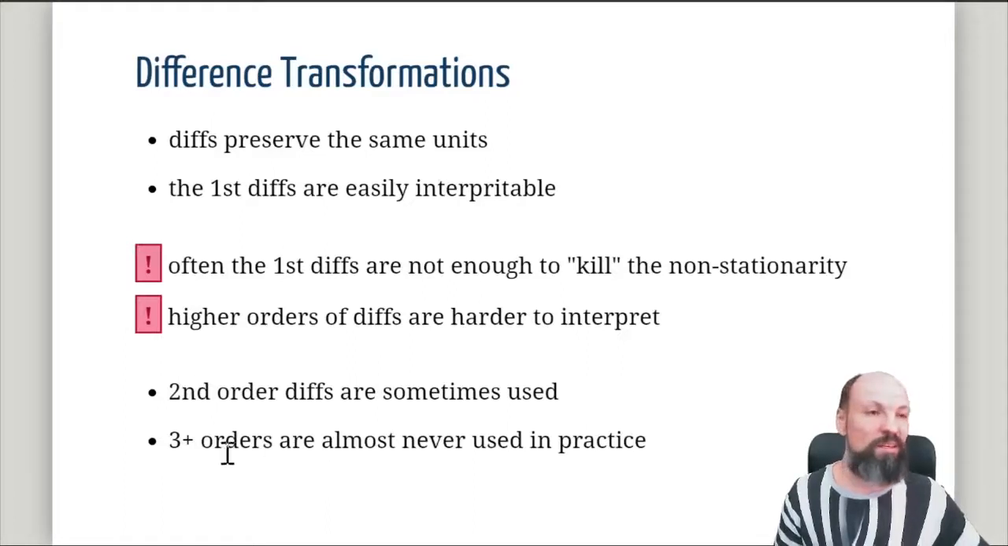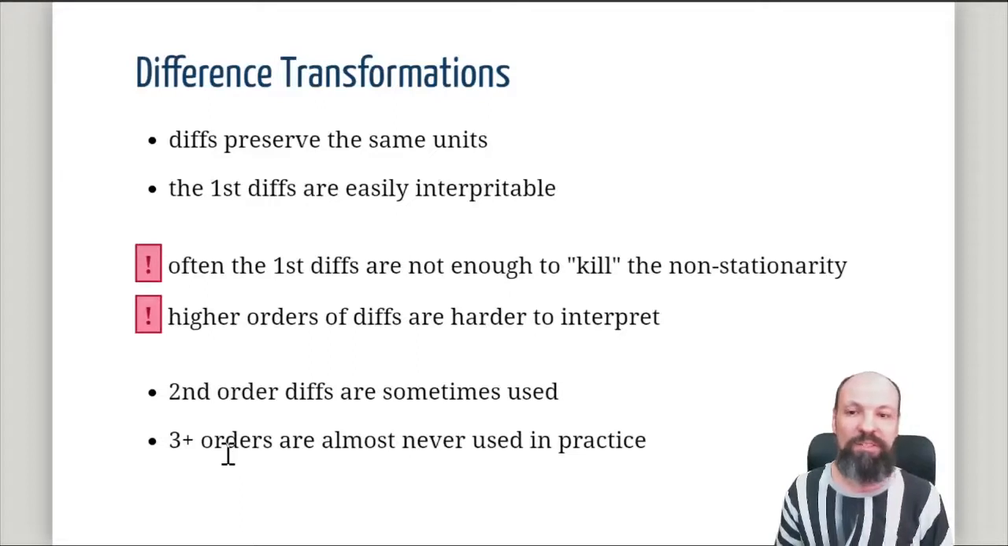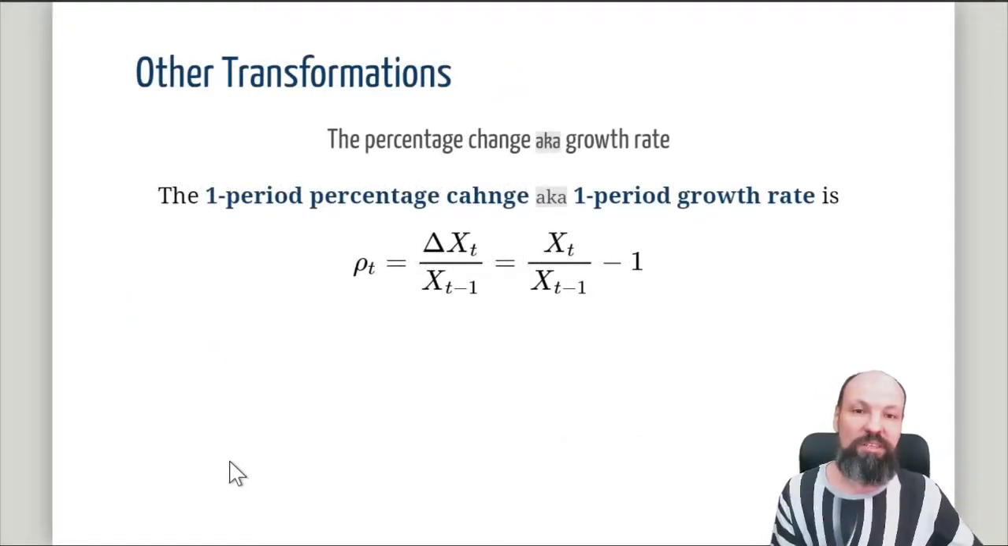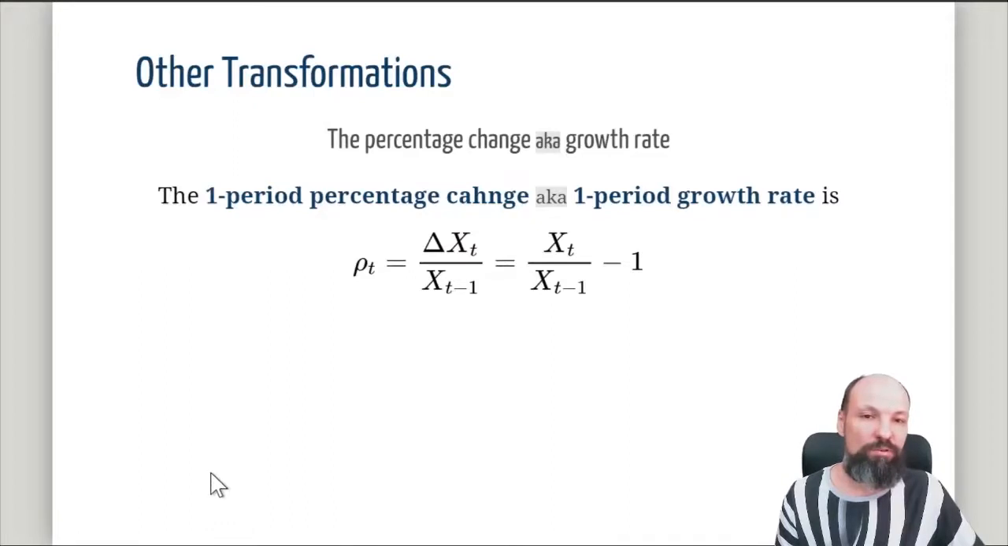So if you are applying the differencing transformation to your data and you see that first differences is not enough, it still makes some sense maybe to consider second order differences, why not? Maybe it will be okay to use second order difference. But if you applied second order differences and it is still not enough to kill non-stationarity, it is better to switch to something else. And by something else, we mean the percentage change or the growth rate. We just saw it. This is the definition.